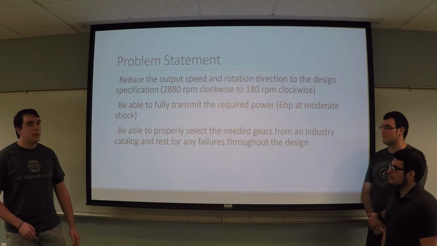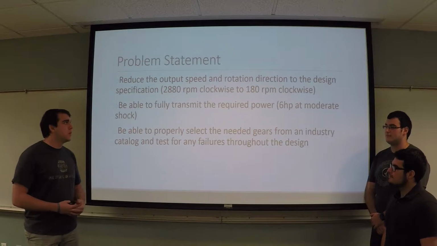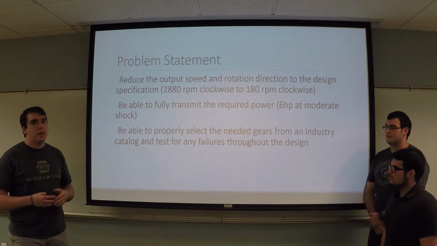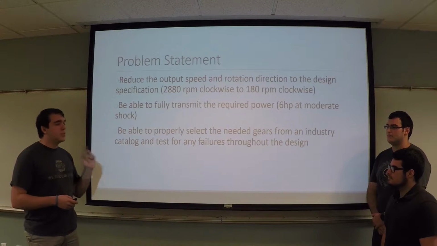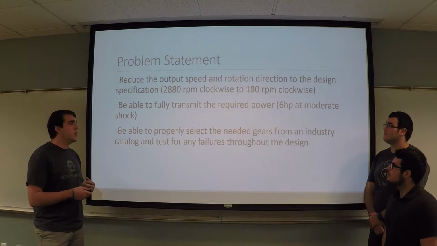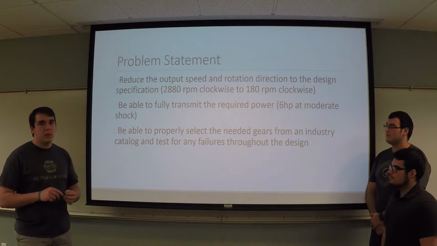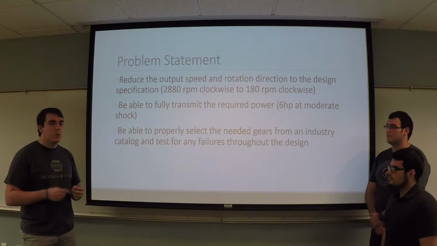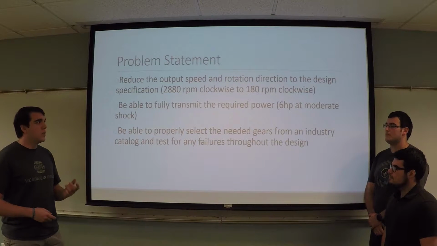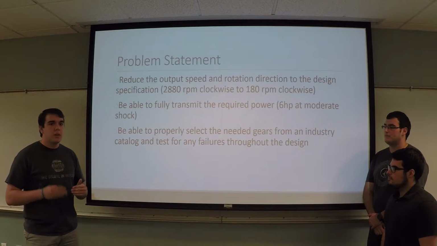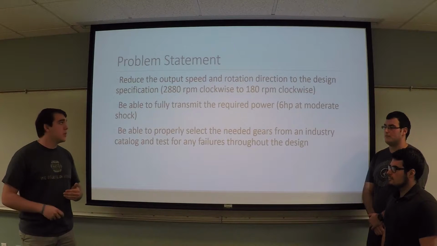For our problem statement, we had to design a gearbox that would reduce the speed and rotation. The speed had to be reduced from 2800 RPMs to 180 RPMs, and the input had to be clockwise as well as the output. Now, one of the constraints was that the input versus the output had to be perpendicular to each other.